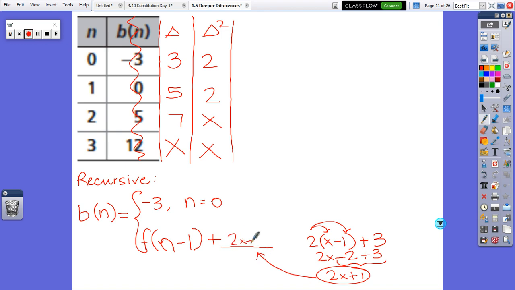So 2x plus 1 when, sorry, I'm using x's. I should be using n's. I'm so sorry, you guys. When n is greater than 0.